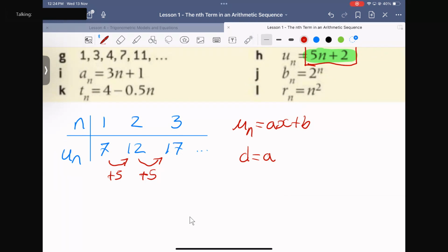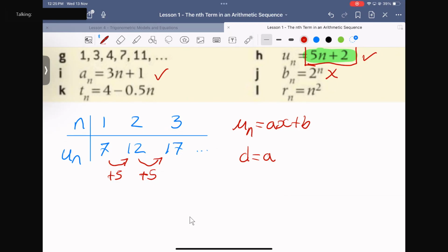So if we look at I, what would be the common difference of this one? 3. So this one is arithmetic as well, whether it would be plus 3 or minus 3 at the beginning. It's that easy, because for every extra value of n, you're adding 3 to the previous one. So what about J? No. This one's geometric. Why? Because it's exponential, and the common ratio of this one's going to be 2. But we'll see that next week.